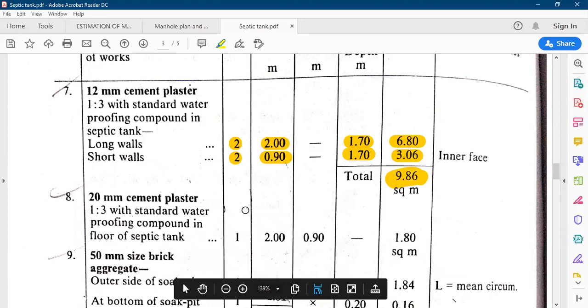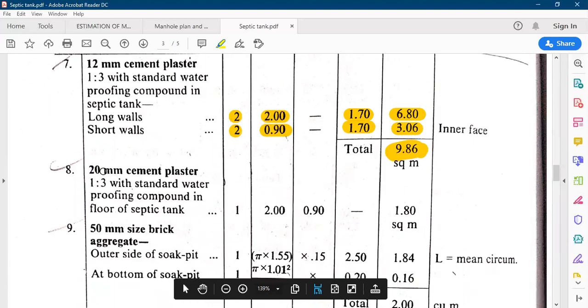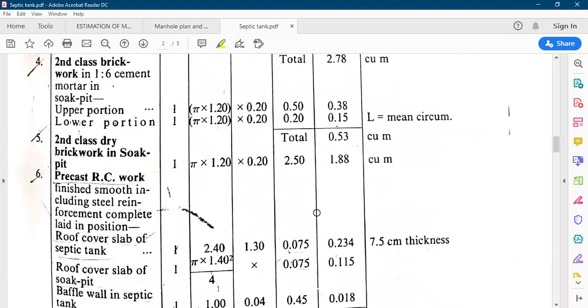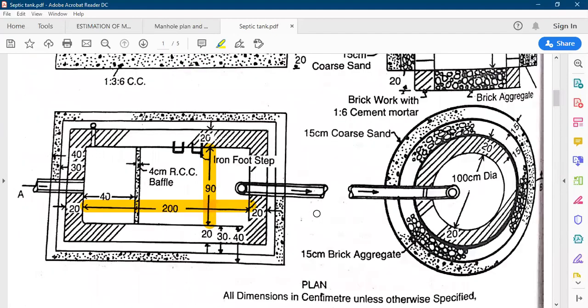Similarly, we'll consider the floor plastering of 20 mm thickness at the bottom of the septic tank. That is, the sloping floor has to be plastered, right? This sloping floor plaster is measured in square meters, that is the total length of the sloping floor multiplied by the width of the sloping floor. As we can see, this is the open space in the rectangular portion of the septic tank, where water will come and be stored, and where solid material will come and be stored, right? This is the total area which has to be plastered. This is the width and this is the total length which has to be plastered for 20 mm thickness.